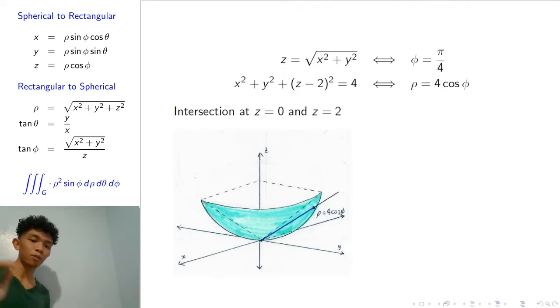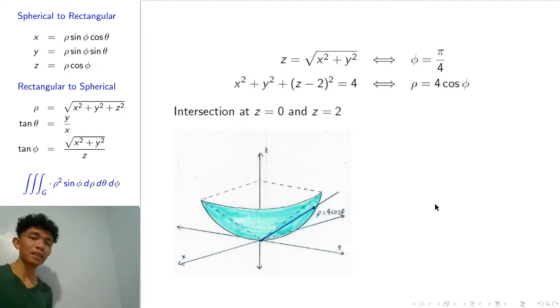Here's a nice sketch of your solid G. Near us, you have a portion of your sphere. Behind, you have a portion of your cone. And you actually have portions of your xz and your yz plane as well as boundary surfaces. This is because of the fact that your solid G lies only in the first octant.